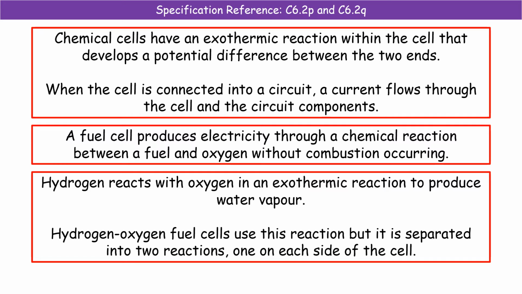What we're going to focus on today is a fuel cell which is capable of producing electricity through a chemical reaction, but there's no combustion. So what we see is there is a chemical reaction going on inside this fuel cell, but there is no combustion. What we're going to be looking at are hydrogen-oxygen fuel cells. So the hydrogen is going to react with oxygen in an exothermic reaction in order to produce water vapour, but there is no combustion occurring here.